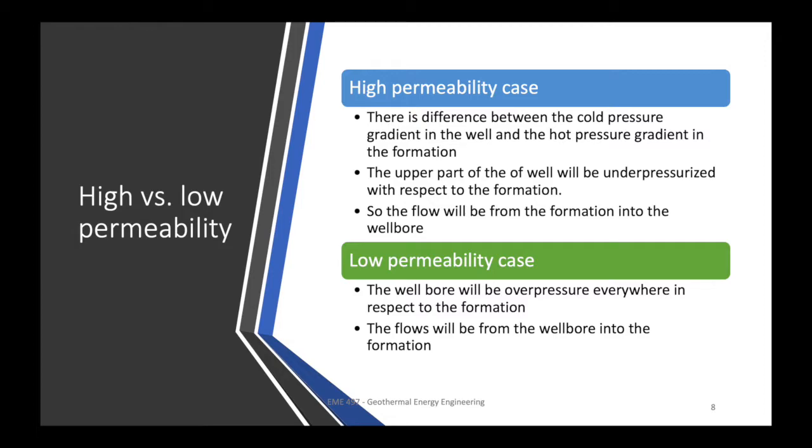In the high permeability case, the upper part of the well will be underpressurized with respect to the formation, so the flow will be from the formation into the wellbore. The low permeability case, on the other hand, is when the wellbore will be overpressurized everywhere with respect to the formation. This therefore results in the flow being from the wellbore to the formation.